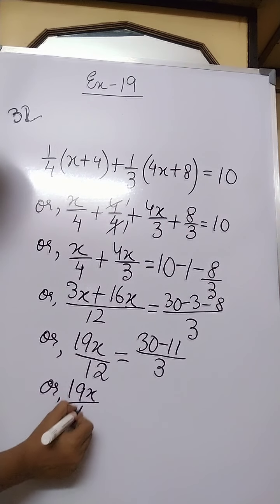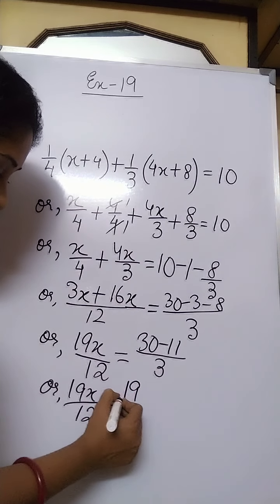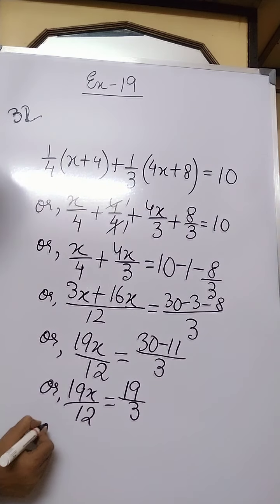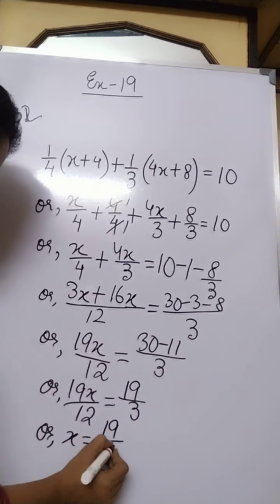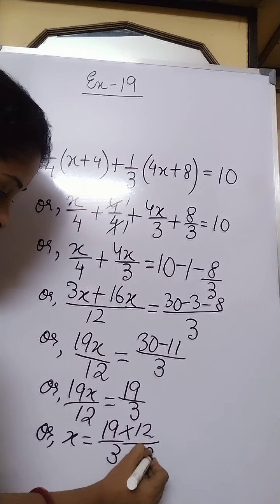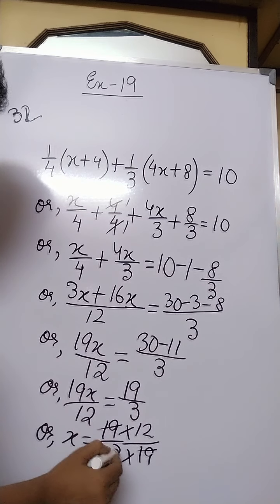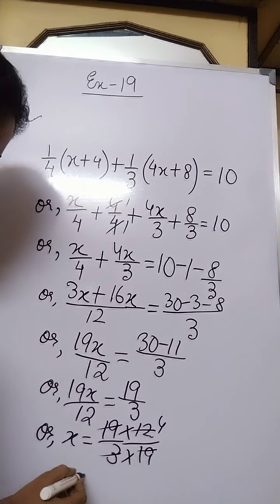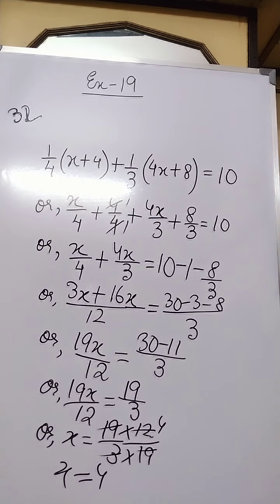Or 19x by 12 is equal to 19 by 3, or x is equal to 19 by 3 into 12 by 19. As you can see, it has been cross multiplied. So 19 and 19 will cancel, 3 and 12 will cancel, and 4 will be the answer of sum number 32. In this way we will solve sum number 32.